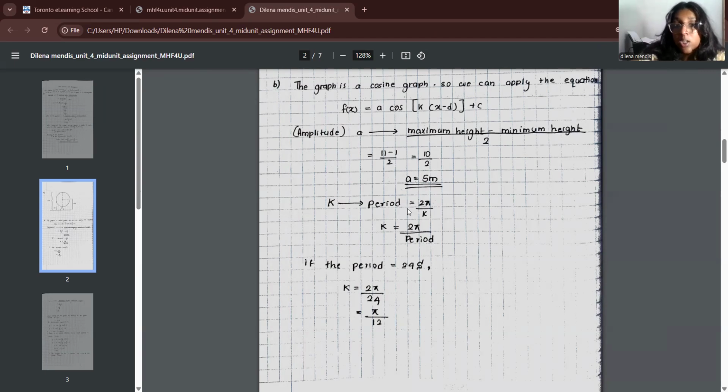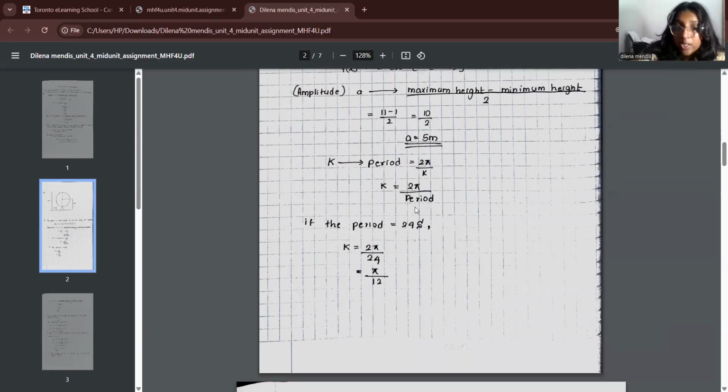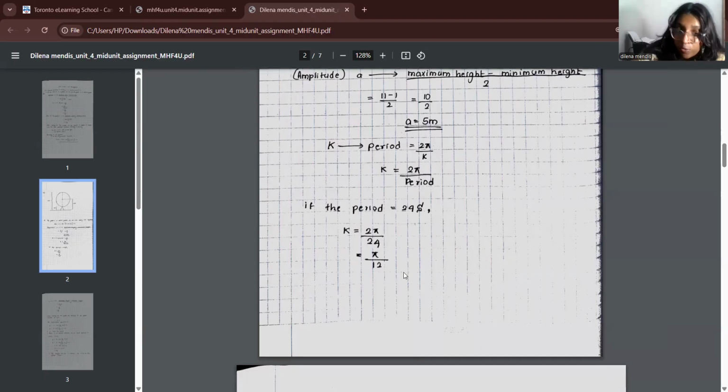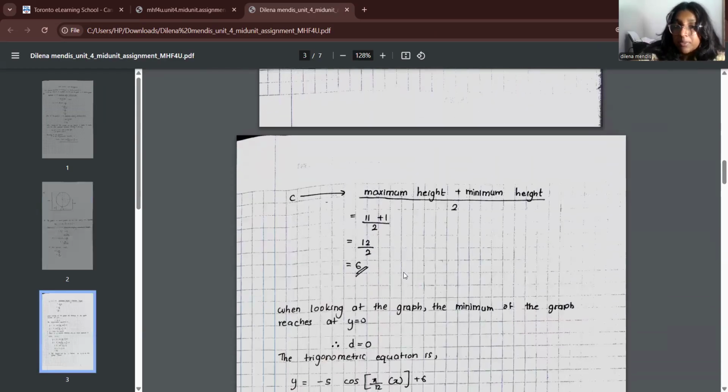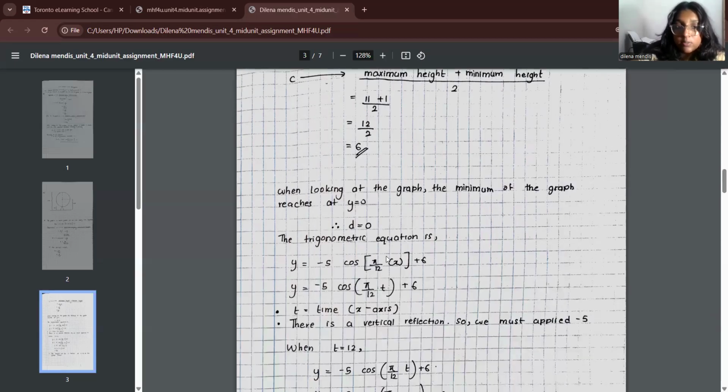k is related to the period. So k equals 2 pi divided by period. If the period is 24 seconds, k will be 2 pi divided by 24, which is pi over 12. c is the maximum height plus the minimum height divided by 2. So 11 plus 1 divided by 2. So 11 plus 1 is 12. 12 divided by 2 will be 6.